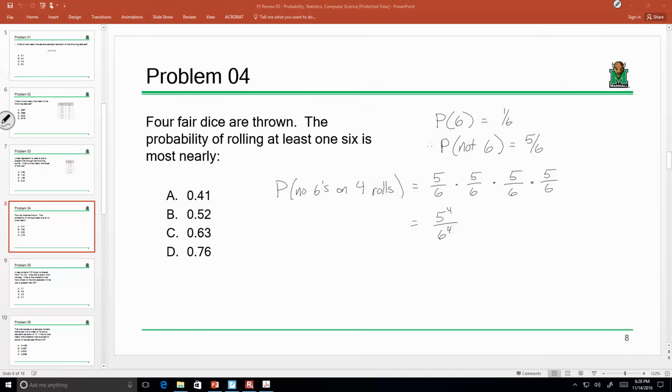Now, what I'm asking for is the probability of that not happening. And I propose that the probability then of at least one 6 is 1 minus that. So what does that come out to be? 0.517.